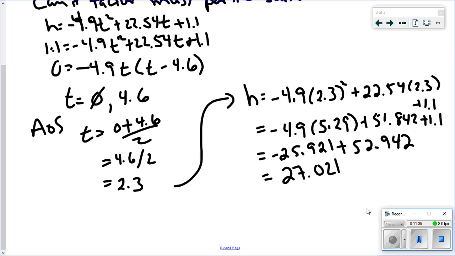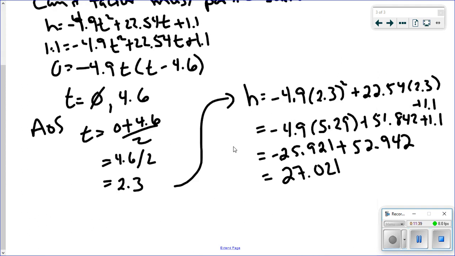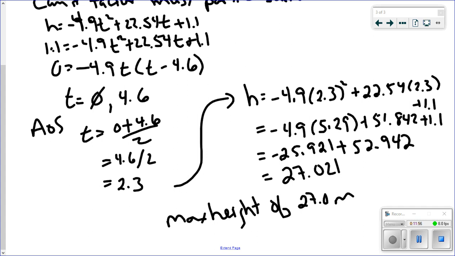All right, and there is your final answer to one decimal place. So, the answer to the question is a max height of 27.0 meters at 2.33 seconds.